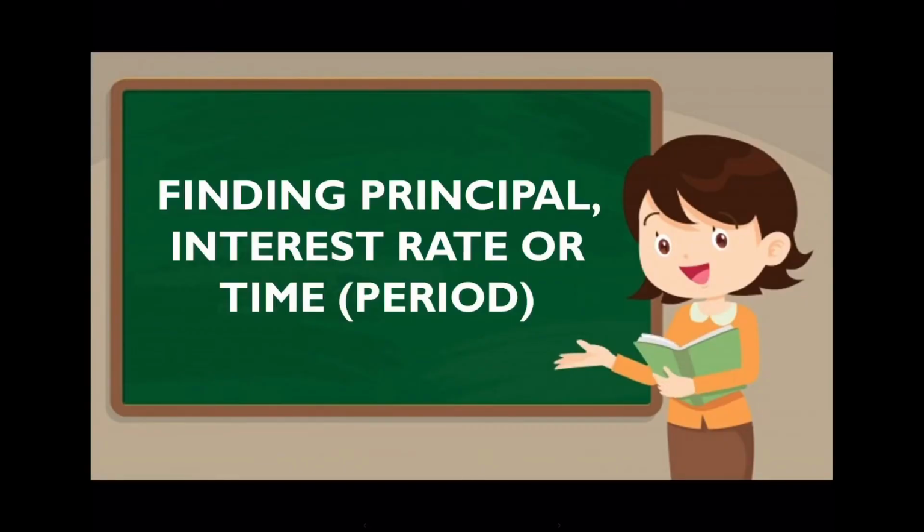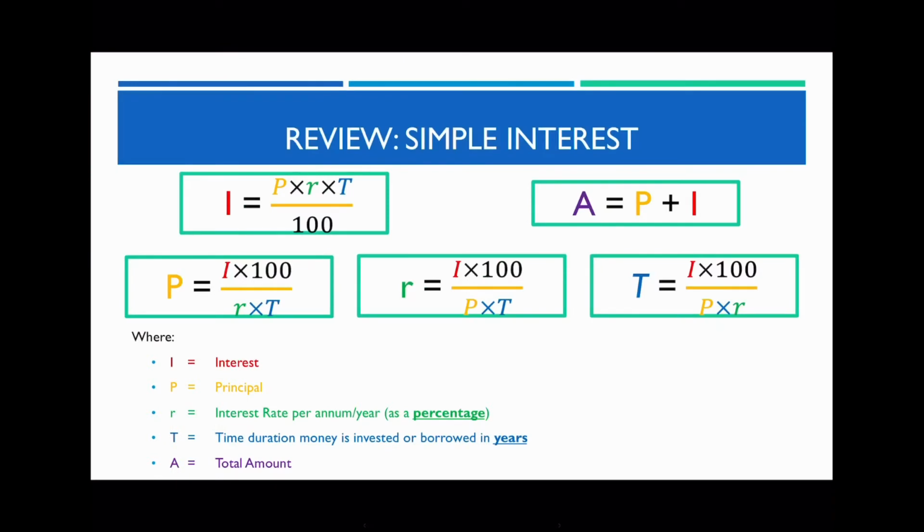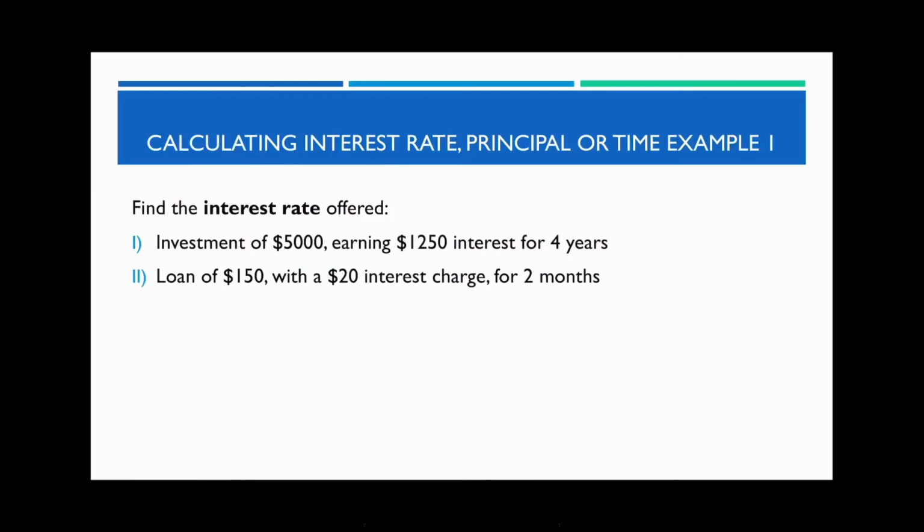We're now going to be looking at how to find principals, the interest rate, and time period. What I have over here is the transposed or rearranged formula so that you could readily calculate what the principal, interest rate, and time period is going to be. So we're going to look at a couple of examples. Find the interest rate for both of these examples. One of them is an investment, meaning that you've put money into the bank account and then you're trying to let the account grow over time to earn more money.